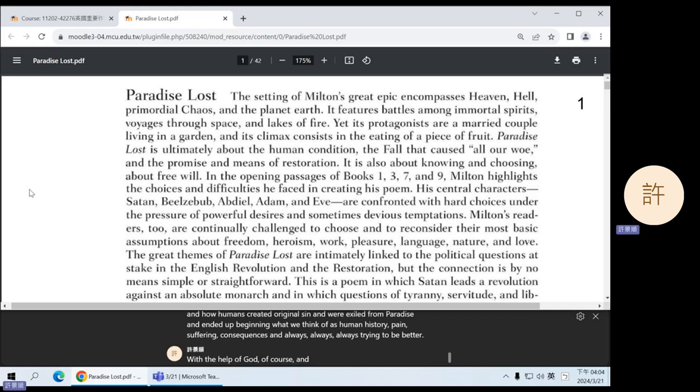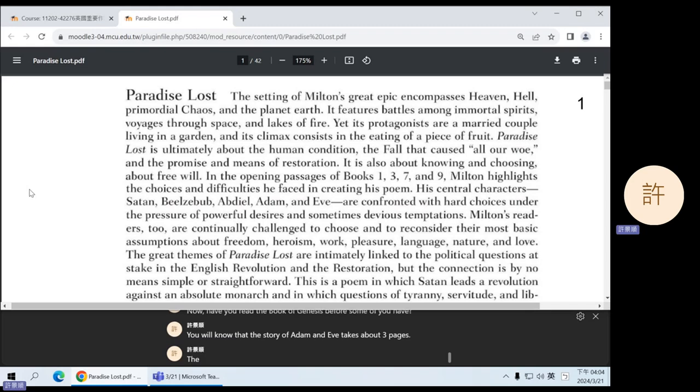And so this is the story that Milton decided to tell. Now, have you read the book of Genesis before? Some of you have. You will know that the story of Adam and Eve takes about 3 pages.